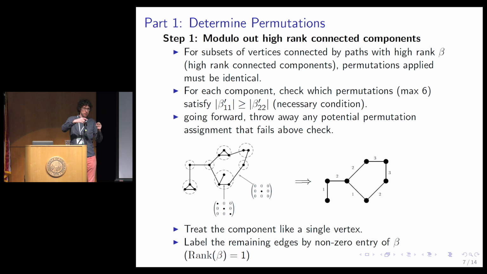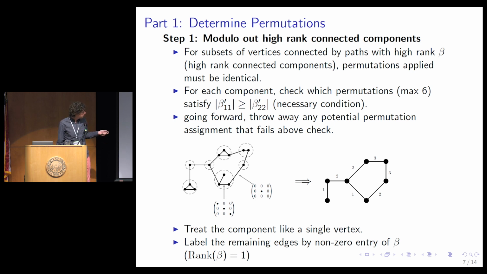And this follows from the fact that for high rank edges, the permutation acting on the left and the permutation acting on the right must be the same in order to preserve the diagonal form. And so for each of these components, we're going to check this condition. There will be a maximum of 6 permutations that we'll need to check in order to see which ones satisfy this condition. And going forward, we're going to throw away any potential permutation assignments that fail this check.